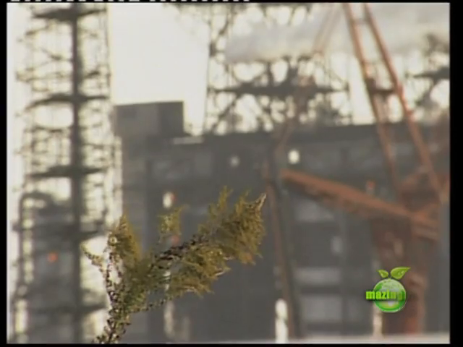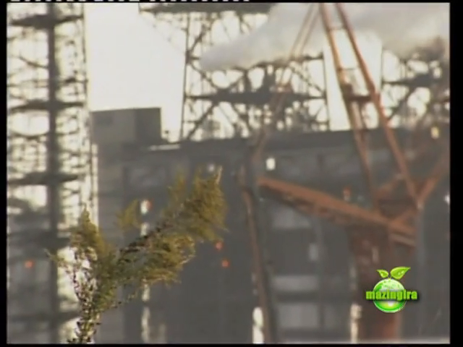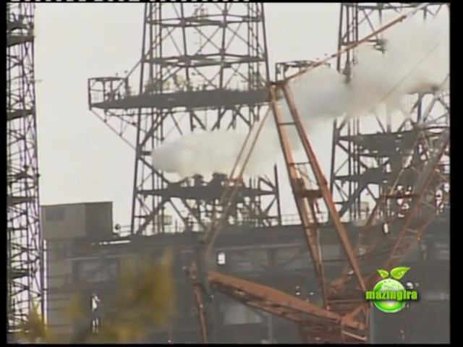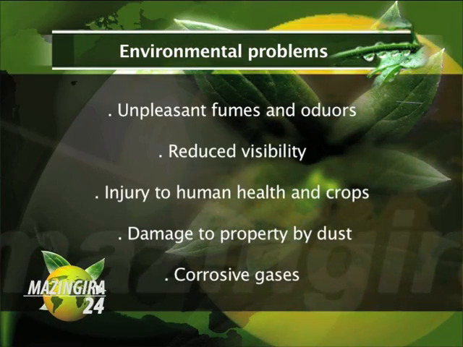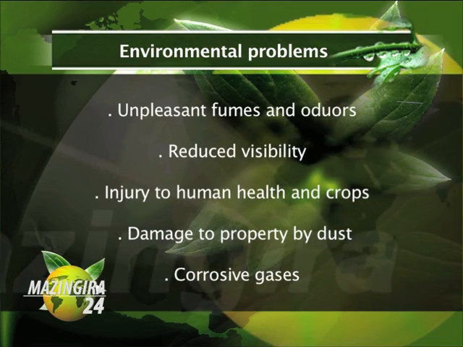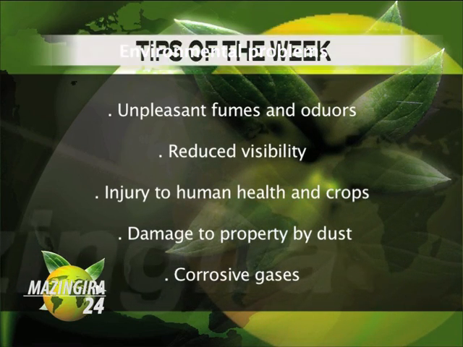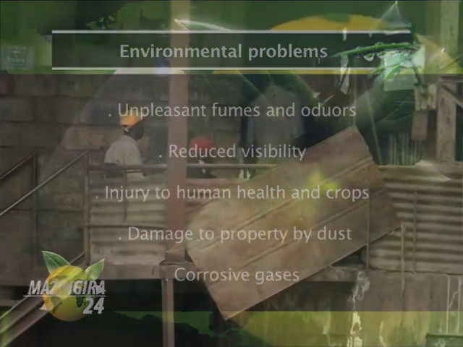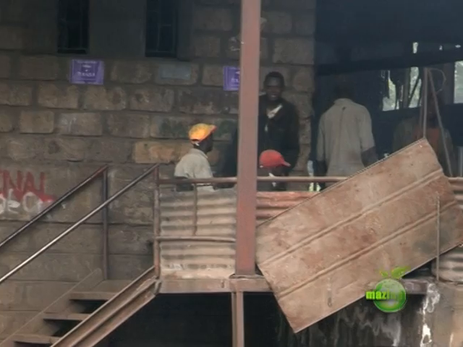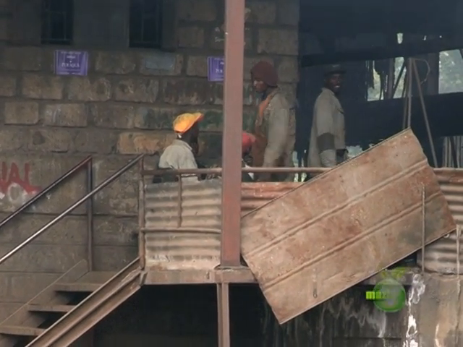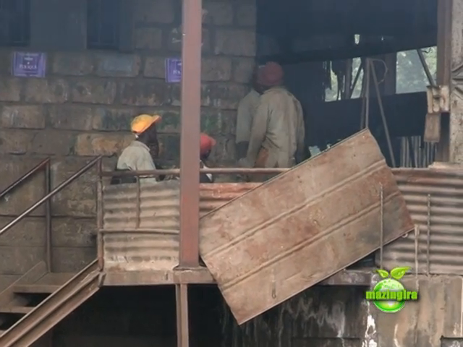The World Health Organization lists some of the major environmental problems of urban and industrial areas and their surroundings as unpleasant fumes and odors, reduced visibility, injury to human health and crops, damage to property by dust, and corrosive gases. The residents here have rights to be upheld like any other Kenyan. NEMA, together with the Public Complaints Committee, should look into this matter before it gets too ugly.